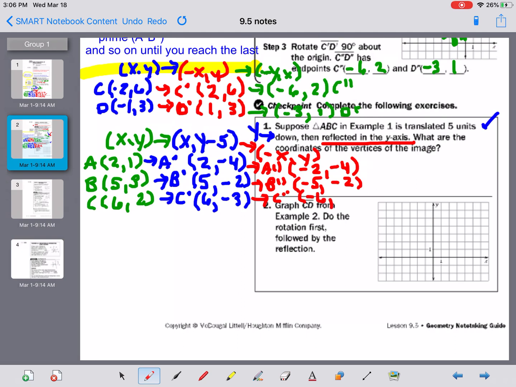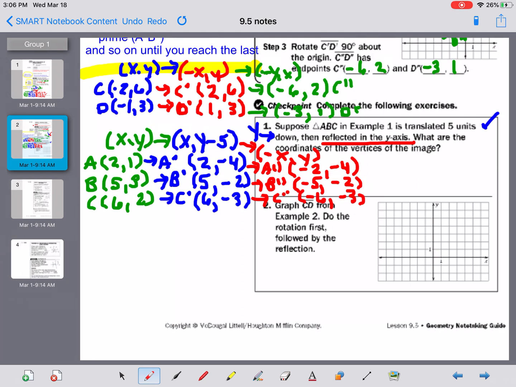And again, these 3 points are my final answer because that's my composition of my transformations. And in fact, this one's another glide reflection because the first thing slid it across my graph and the second one reflected it.